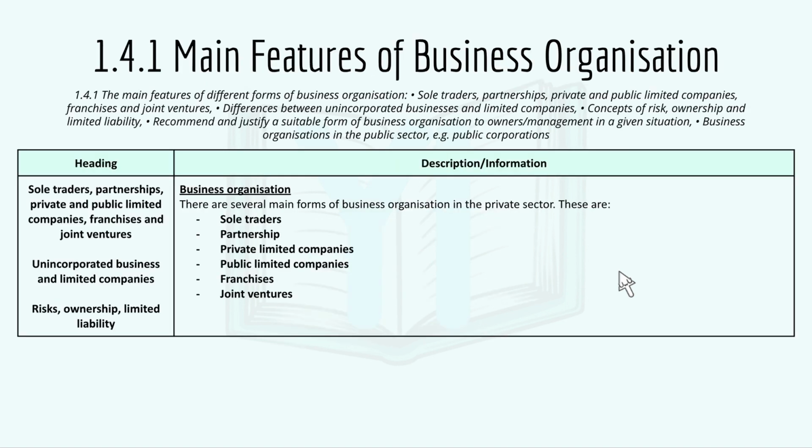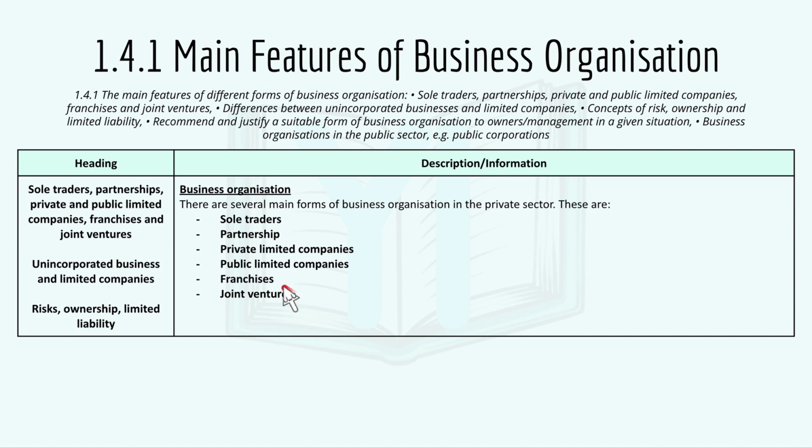But we'll move on now to 1.4.1, the main features of business organization. And the heading includes the sole traders, partnerships, private and public limited companies, franchises and joint ventures, as well as unincorporated business and limited companies, and the risk, ownership and limited liability. So there are several main forms of business organizations in the private sector. These include the sole traders, partnerships, private limited companies, public limited companies, franchises, and the joint ventures.